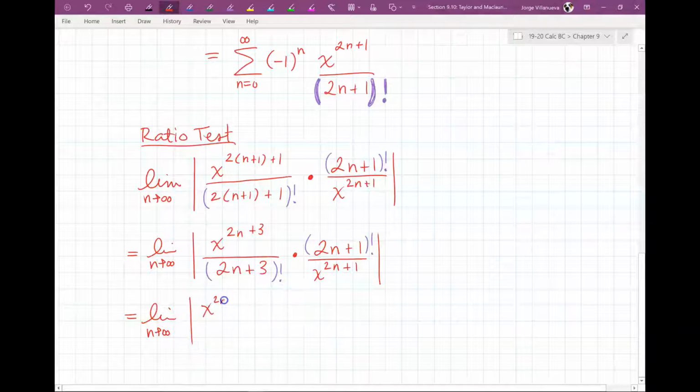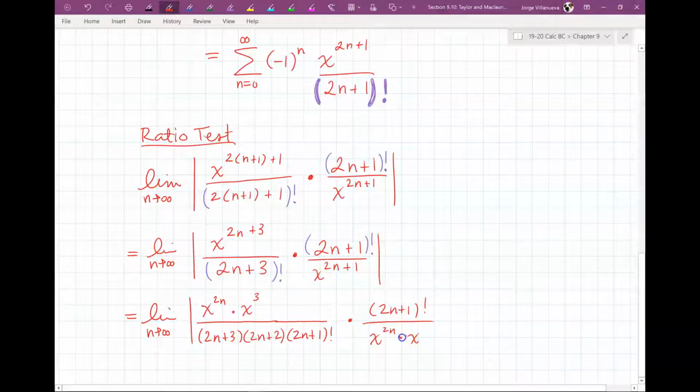So this is x to the 2n times x to the third over. Now, between 2n plus 3 factorial and 2n plus 1 factorial, the 2n plus 3 is bigger. Okay? So I'm going to expand that one. So there you go. I expanded it, and I stopped at 2n plus 1 factorial because that's when it matches. On the top, it's going to be a 2n plus 1 factorial, and on the bottom, it's x to the 2n times x.